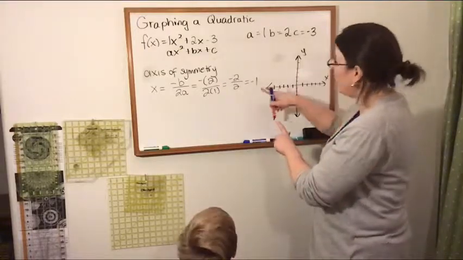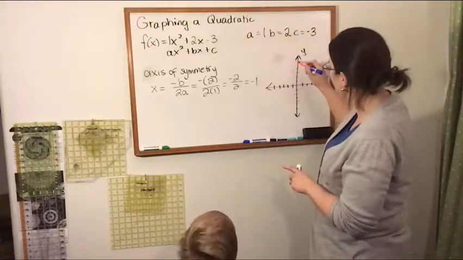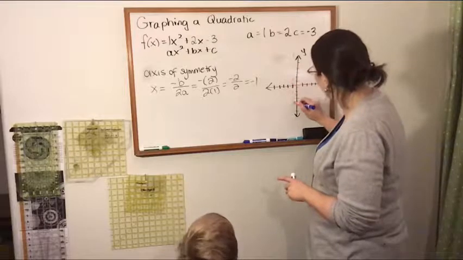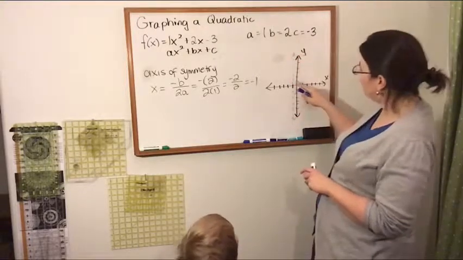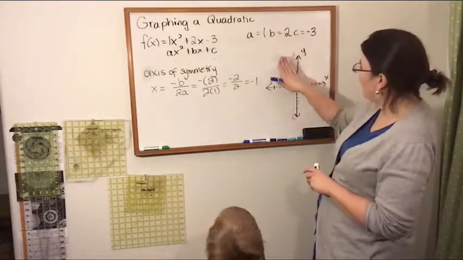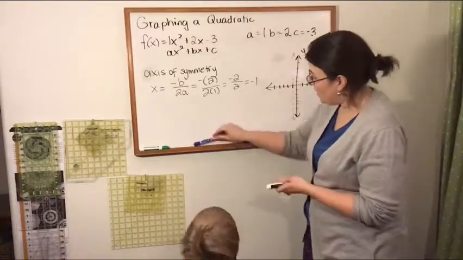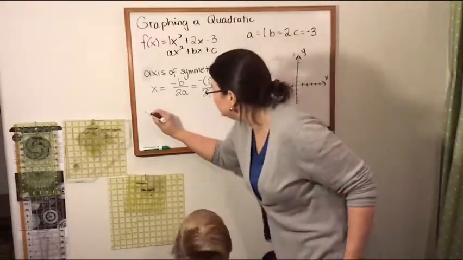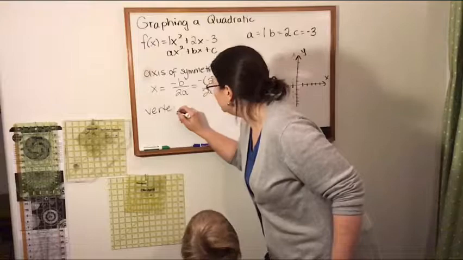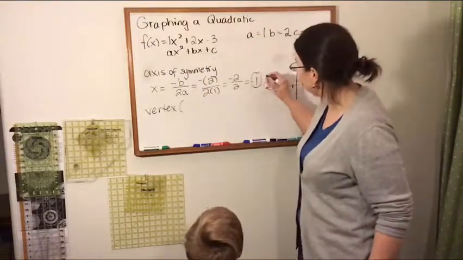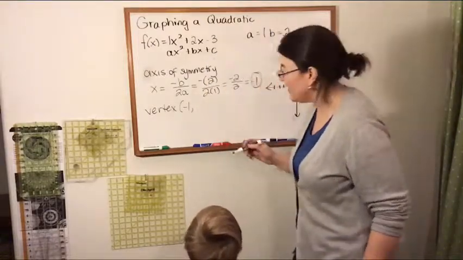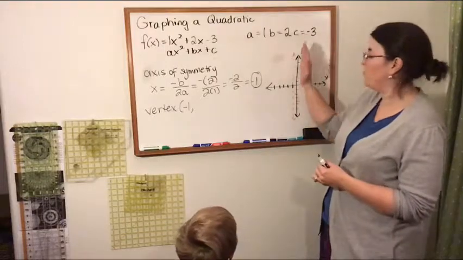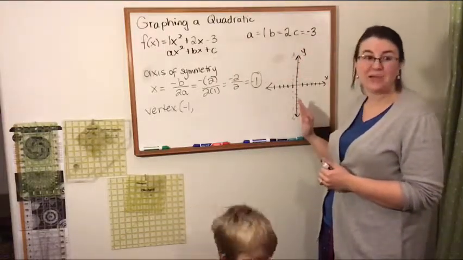At x equals -1, which is right here, I draw a vertical line, because half the parabola will be on this side and its matching half will be on the other side. Now, with the vertex, we take the x that we just found, and that's going to be the x of our vertex, because if we fold the parabola here, that means it's centered here.